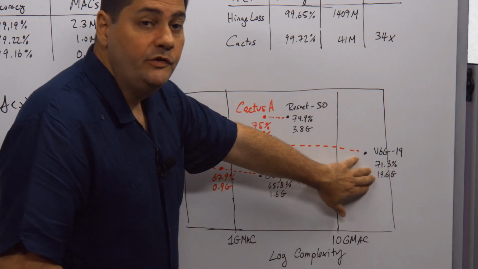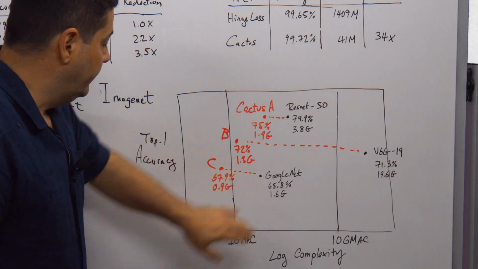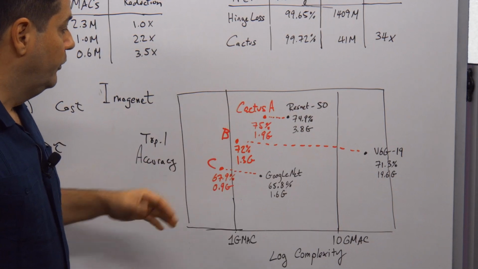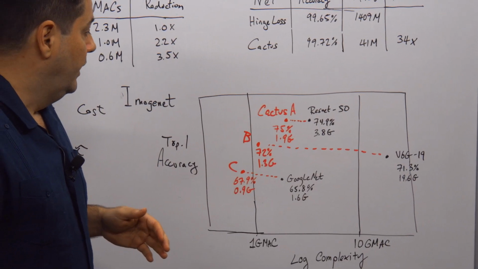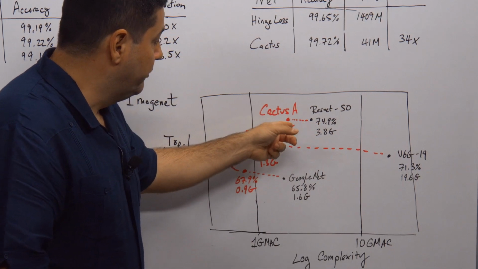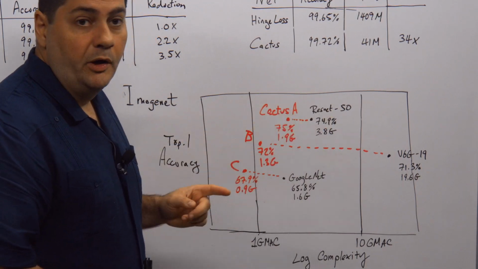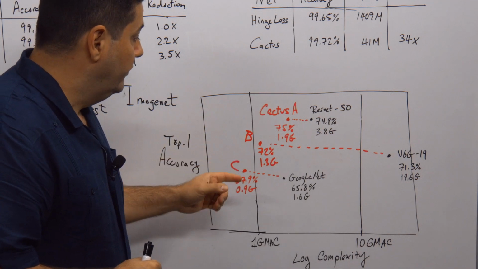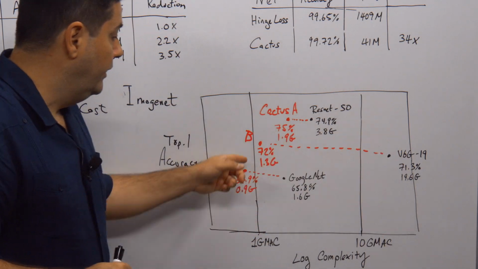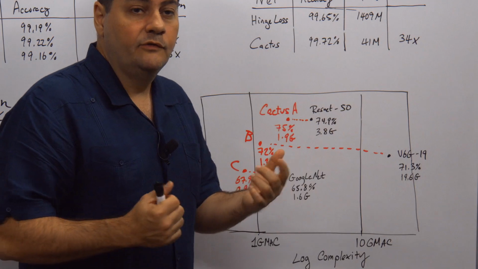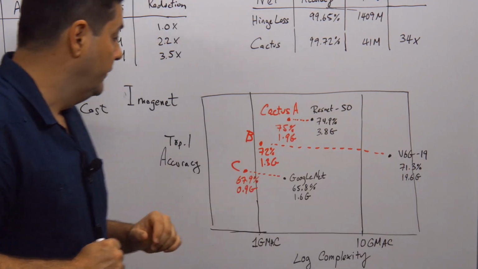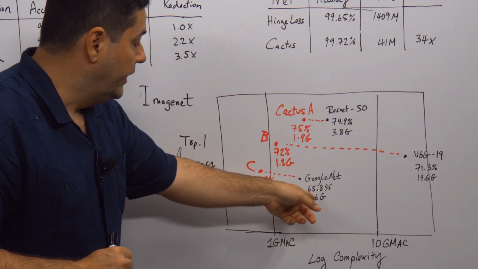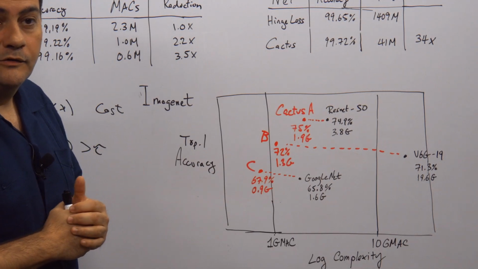For comparison, we also have VGG19, GoogleNet, and 3 different Cactus networks, Cactus A, B, and C, which are different iterations of the methodology. Cactus A has slightly better performance than ResNet 50 and is 2 times smaller than ResNet 50 in terms of computational complexity. Cactus B has slightly better performance than VGG19 and is 15 times less computationally complex than that network. And finally, we have GoogleNet, where again, our performance is slightly better, and the factor reduction in complexity is 1.8x.